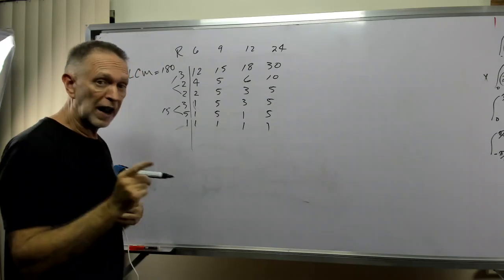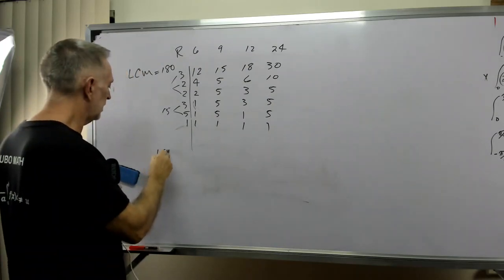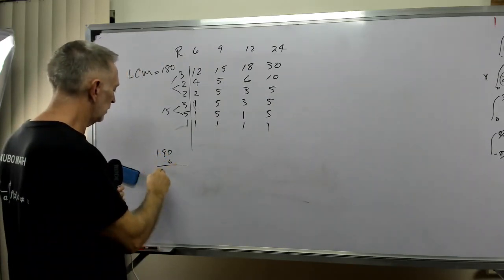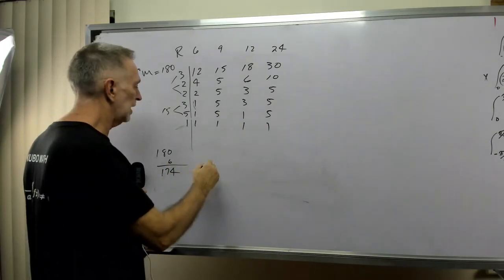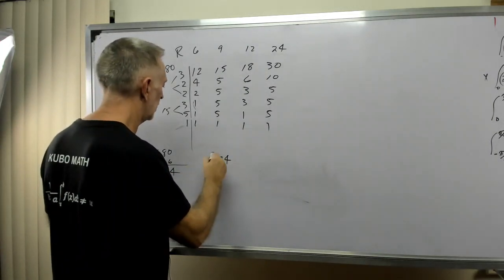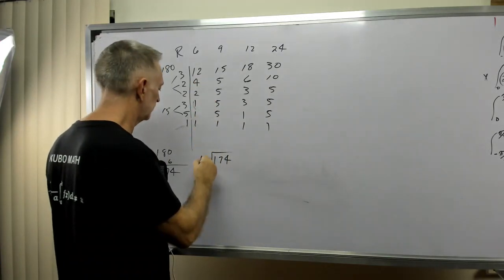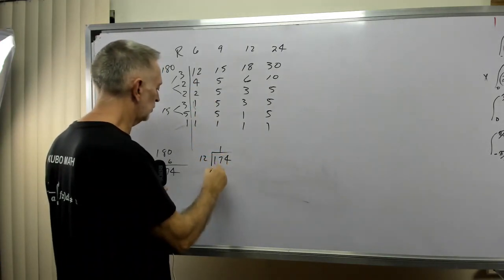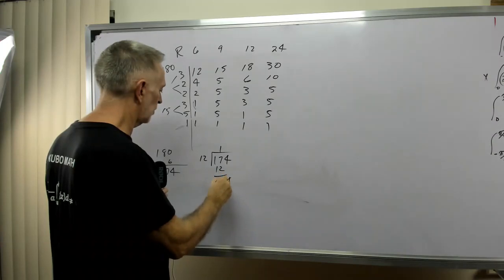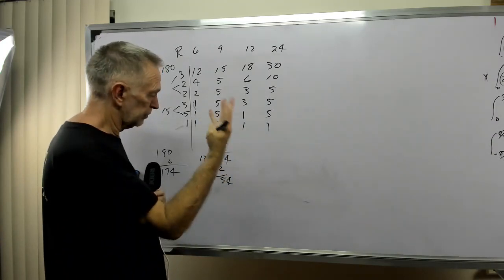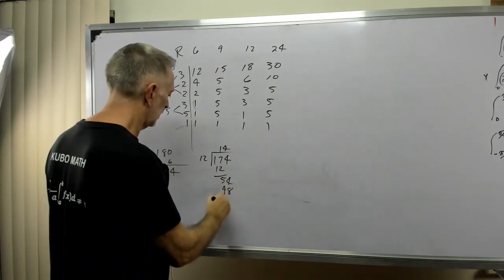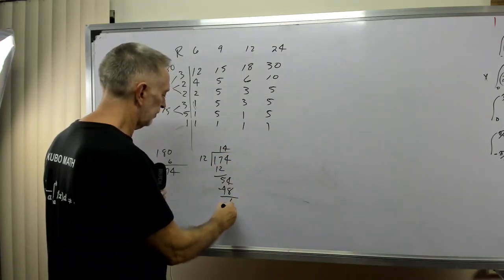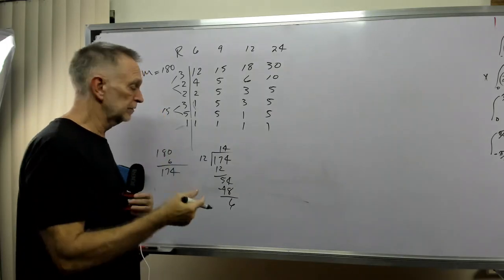If I subtract 6 from that, 180 minus 6 gives me 174. All right, let's try 174 divided by 12. Okay, 1 times 12 is 12, 54. 12 times 4 is 48. So 4, 48. 48 from 54, voila, 6.